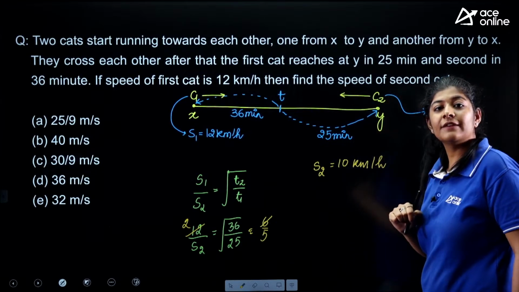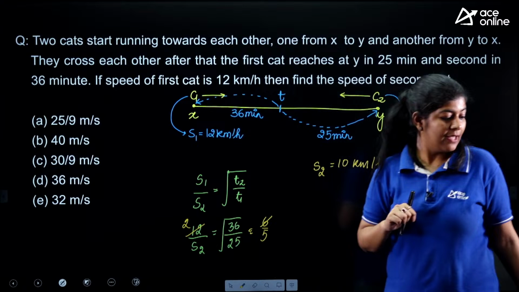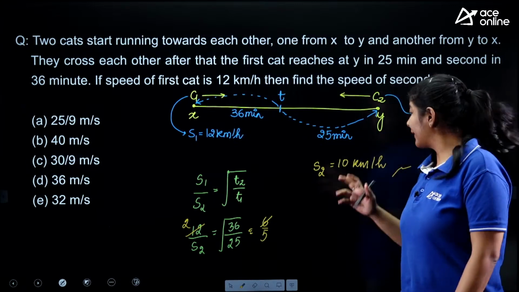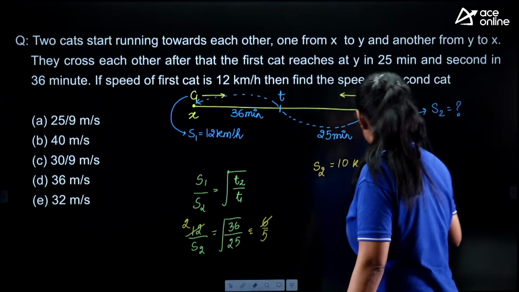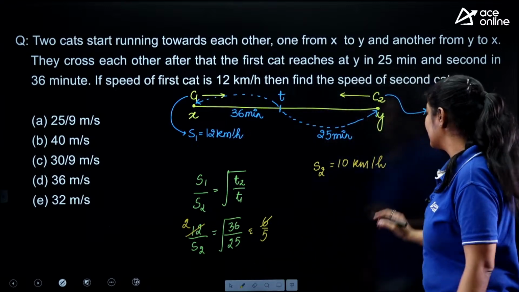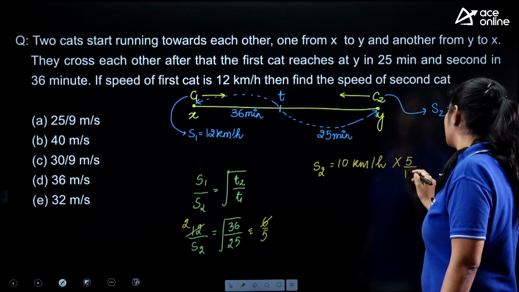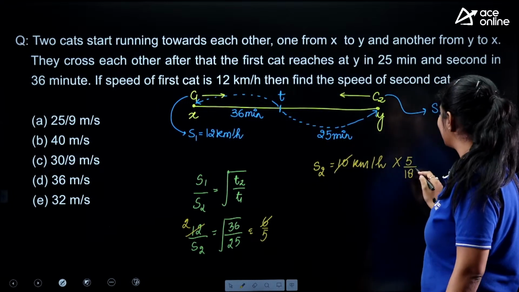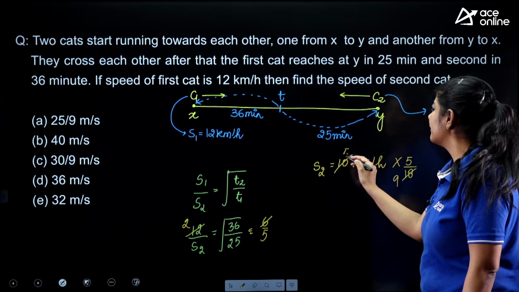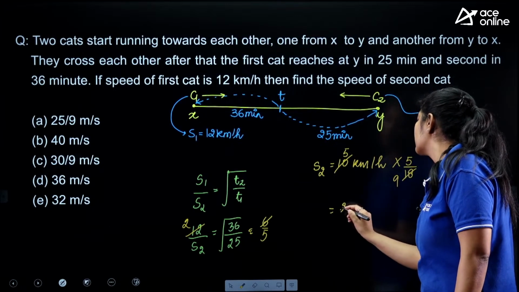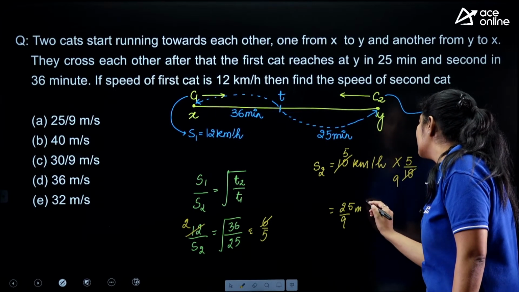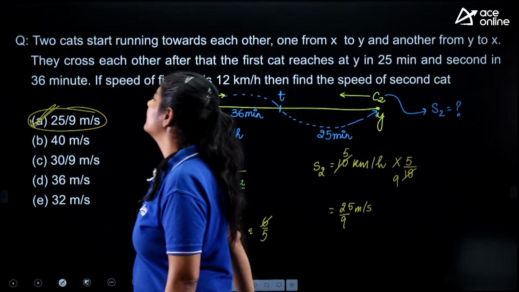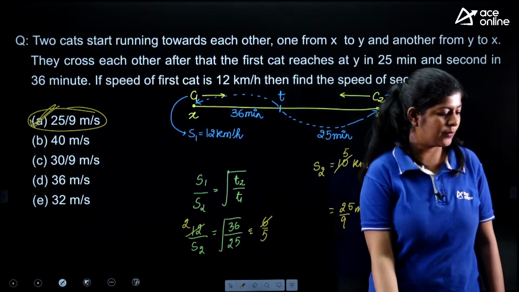But here the options that we have are in meters per second. That means we have to convert it into meters per second. So I need to multiply it by 5 by 18. Can we eliminate anything? Yes, with the help of 2 we can easily eliminate. Here we got 9 and here we got 5. When we multiply it, we get 25 by 9 meters per second as our answer. That means option number A is the correct one.